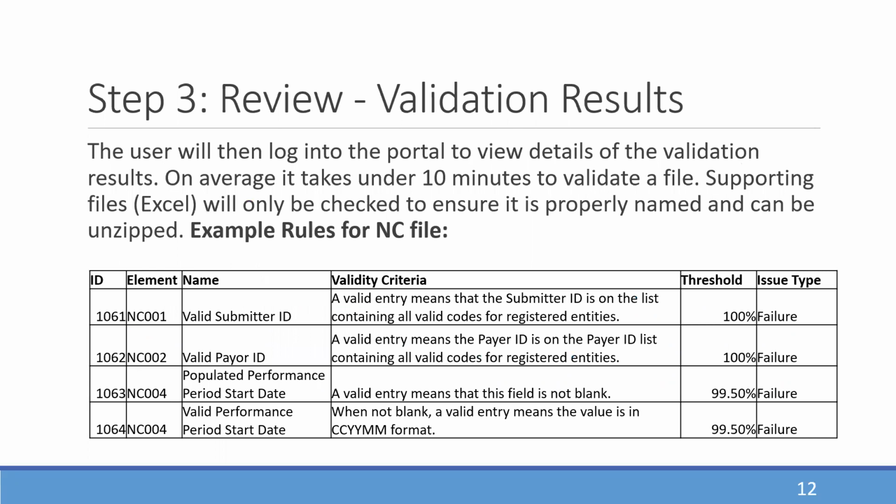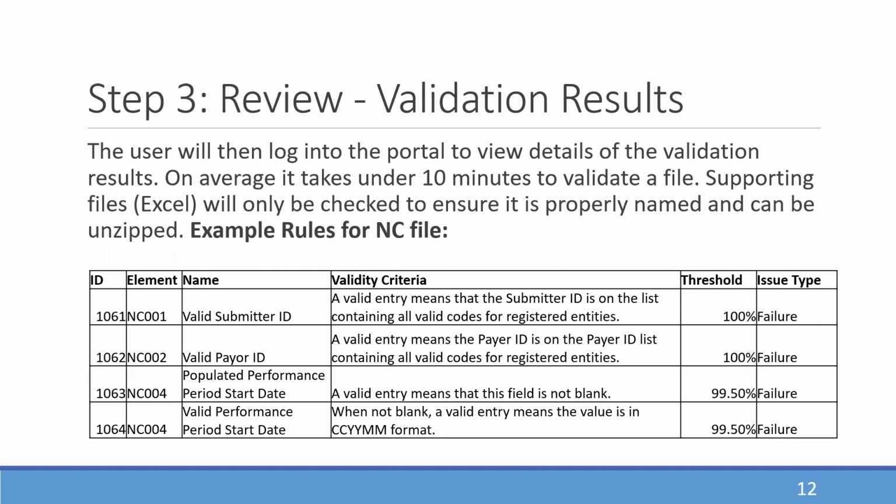Again, it takes typically under 10 minutes for a file to validate. You'll be able to log in and review the results. The Excel files, which are the supporting information files, are only going to be checked to ensure they're properly named and can be unzipped. And we've got some examples here for the validation rules for the NC file.